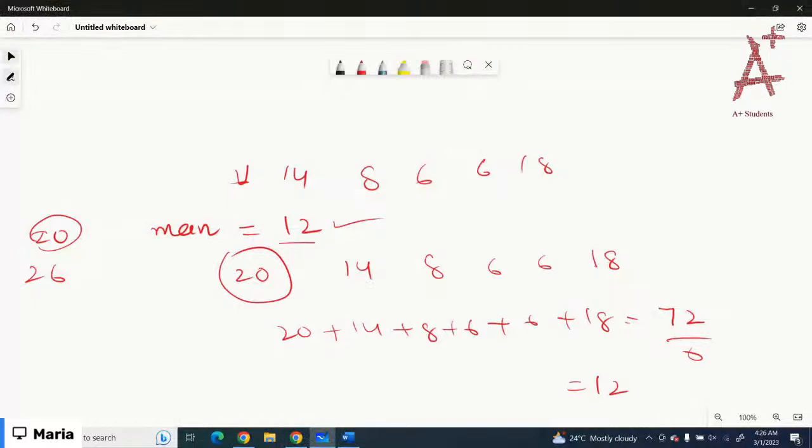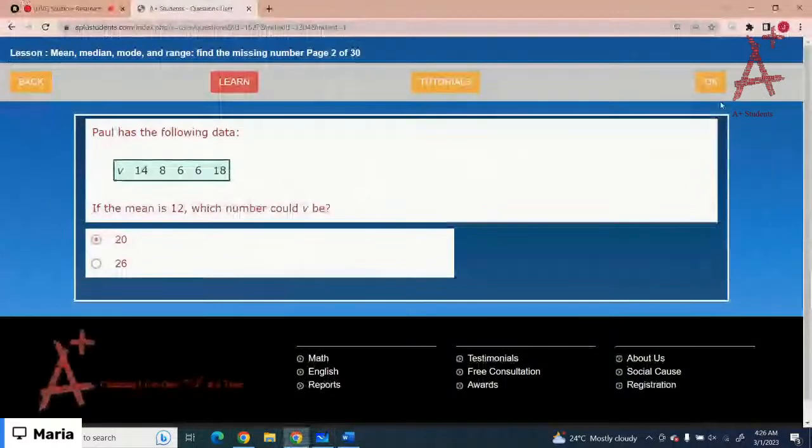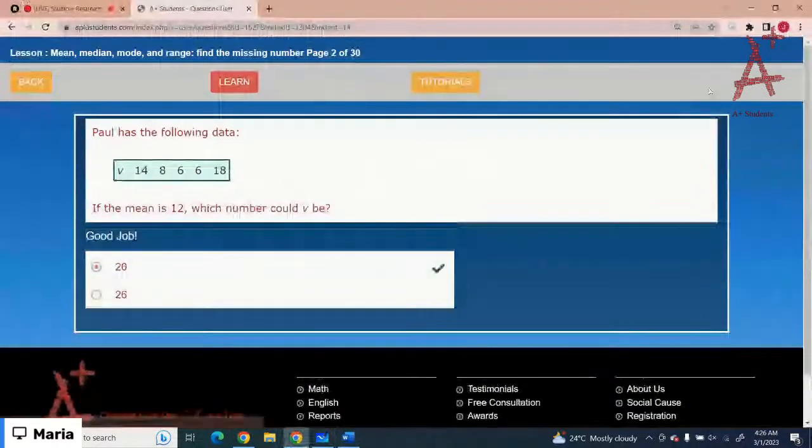Got it, everyone? If you have any questions, you can just write them down in the chat box. I'm here to answer all your questions and confusions if you have any. So the correct option is 20. You don't need to check the other one. Got it?